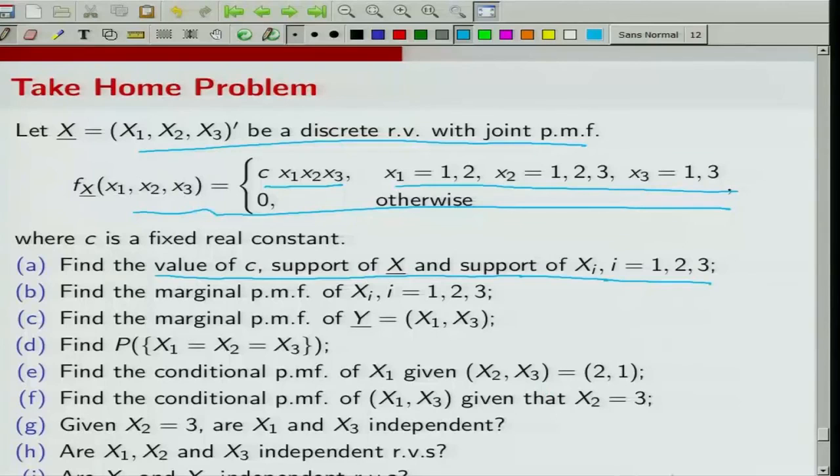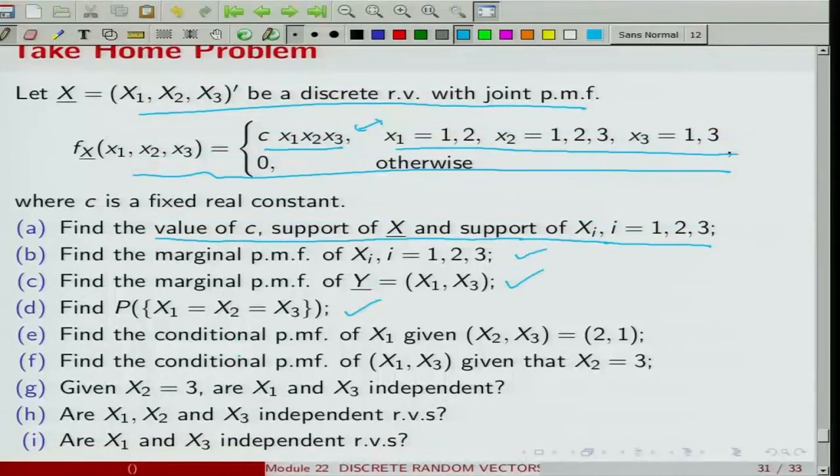So, find the marginal probability mass function of Xi. For example, to get the marginal probability mass function of X1, you have to sum out the unwanted variables X2 and X3. Find the marginal probability mass function of X1 and X3, which can be obtained by summing out the unwanted variable X2 over here. Then find the probability X1 is equal to X2 is equal to X3. So, you have to sum this probability mass function over this range, X1 equal to X2 equal to X3, to get this probability.